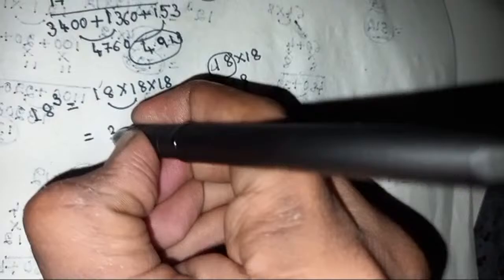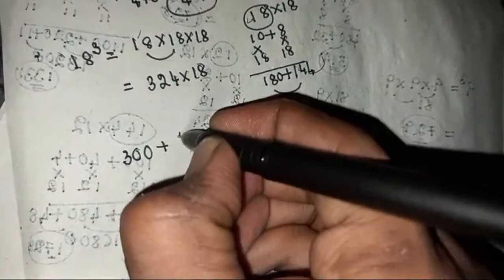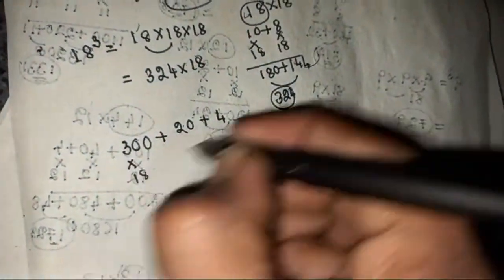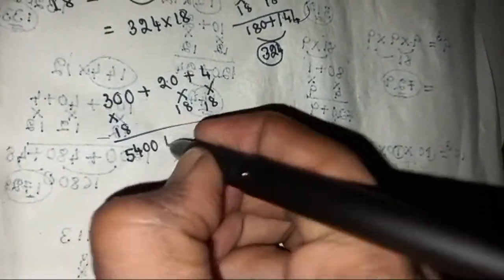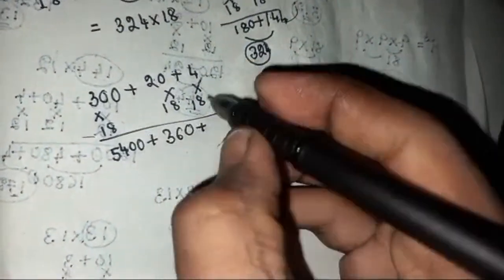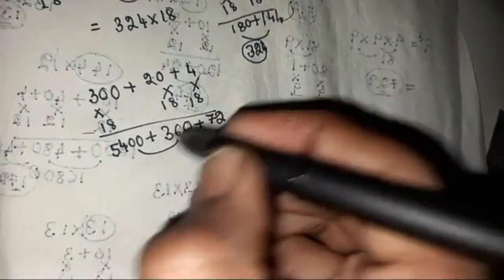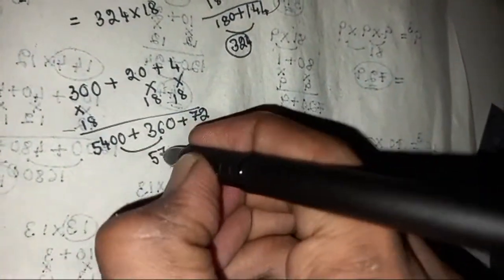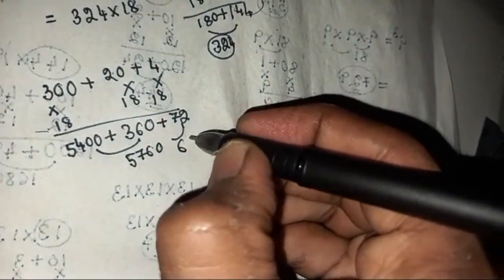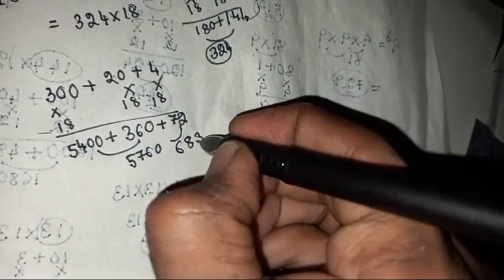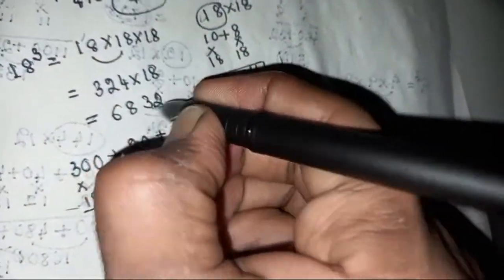Here you need to multiply 324 times 18. This also splits as 300 plus 20 plus 4, and multiply 18 with all of them. You're going to get here 18 times 3 is 54, so it is 5400. 18 times 2 is 36 with 0. 18 times 4 is 72. 5400 plus 360 is 5760, plus 72, it's going to become 5832. Let's take one more, which is 19 cube.